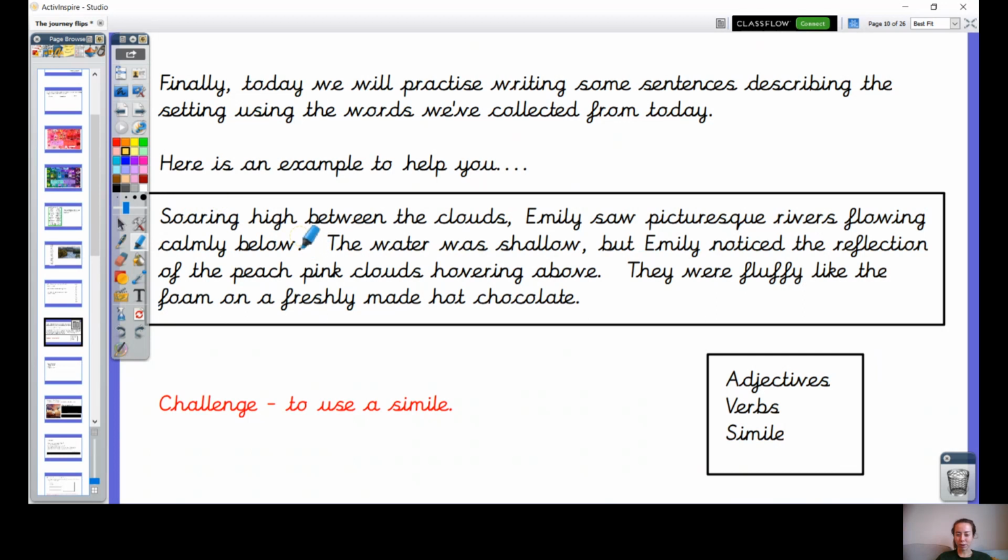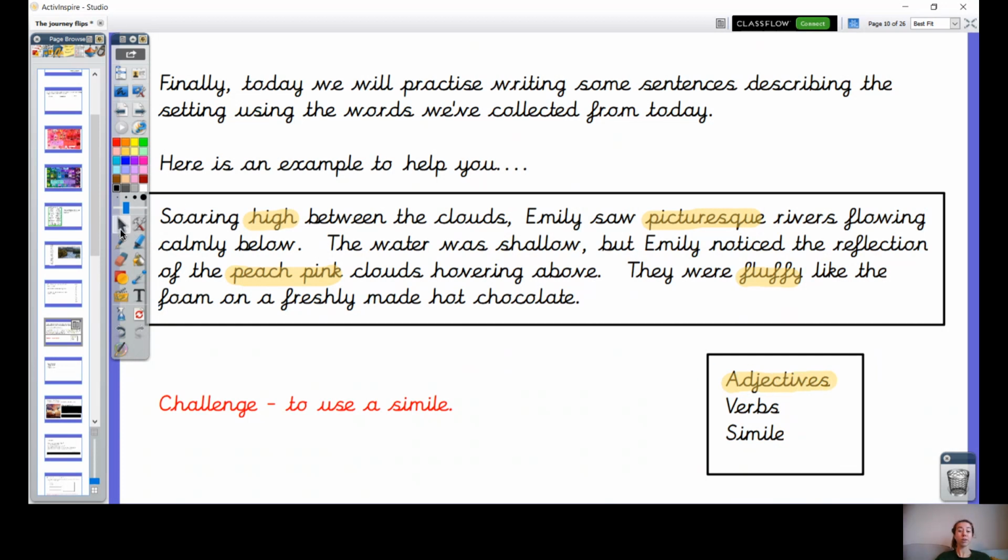Okay, so let's have a look myself. Let's see if you spotted them all. Soaring high between the clouds. But I could actually call high an adjective. Soaring high between the clouds. Emily saw picturesque rivers flowing calmly below. The water was shallow, but Emily noticed the reflection of the peach-pink clouds hovering above. They were fluffy, like the foam on a freshly made hot chocolate. So I've highlighted the adjectives there in orange.